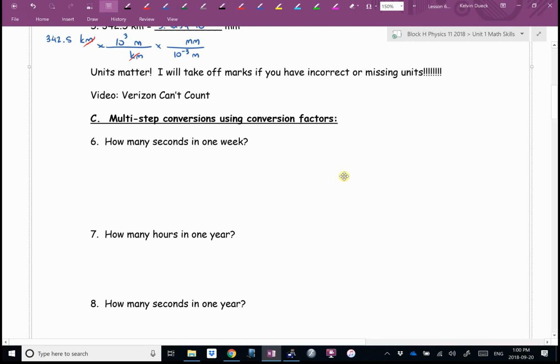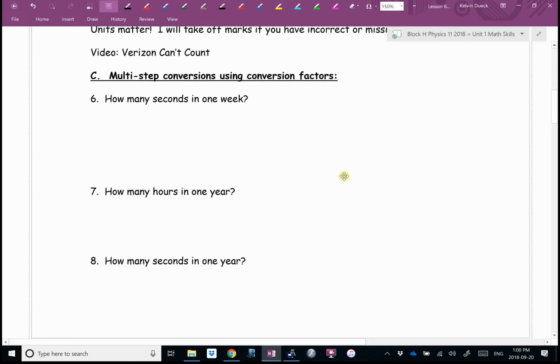So, part C, multi-step conversions using conversion factors. How many seconds are in 1 week? I'm going to ask, does anyone know? Because if you've memorized it, then you can write down the answer, and I'm fine with that. Does anybody know? 1,000. Okay. Does anybody know? I didn't say guess. I said know. So, let's see if we can use things that we already know to answer this question.